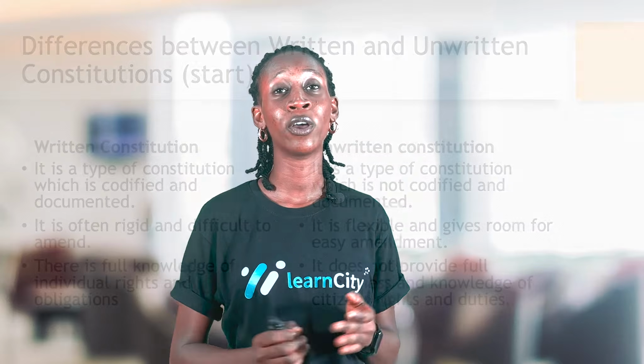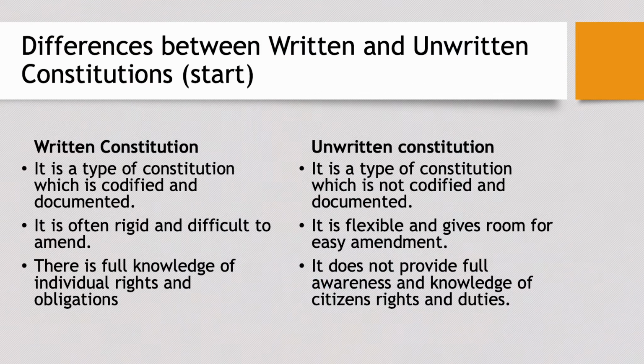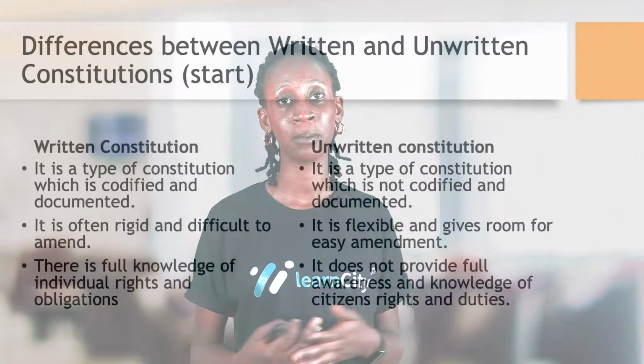Written constitutions are often rigid and difficult to amend. The process of amending a written constitution is usually cumbersome. It takes a lot of time. On the other hand, an unwritten constitution is flexible and gives room for easy amendment. So, an unwritten constitution can be easily amended and it doesn't take time.